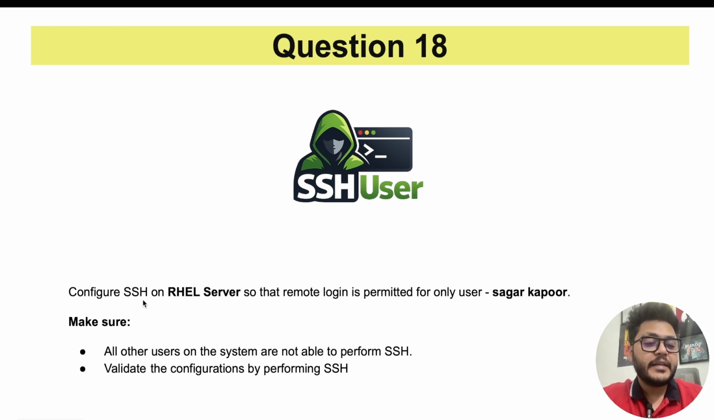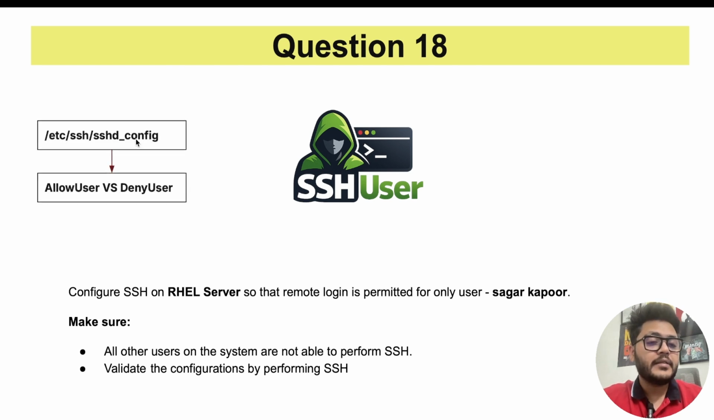In question number 18, it is asking to configure SSH on the RHEL server so that remote login is permitted only for the user Sagar Kapoor. You have to make sure that all the other users present in the system are not able to log in through SSH. So only the user Sagar Kapoor will be able to. To do this, we have to edit the sshd configuration file, and in this practical today we are going to see the main difference between AllowUsers and DenyUsers.